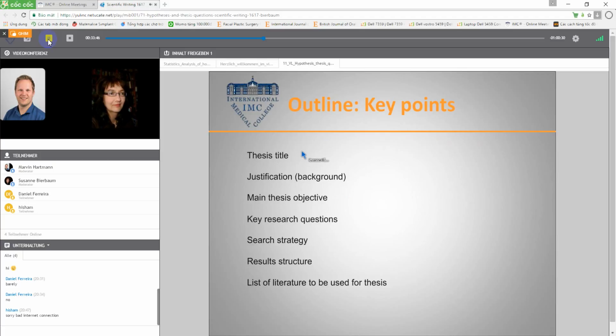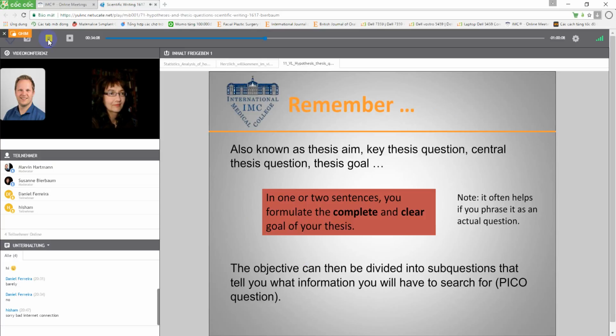I've already talked about the objective. The search strategy we already covered in a previous lesson. The list of literature is hard to find, but otherwise kind of obvious what's meant by this. So that leaves the research questions and the result structure. Let's talk about that a little bit.